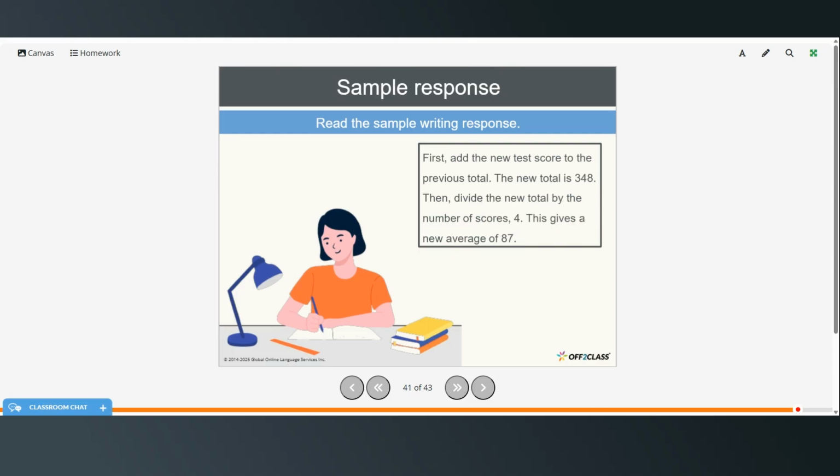First, add the new test score to the previous total. The new total is 348. Then divide the new total by the number of scores, 4. This gives a new average of 87.